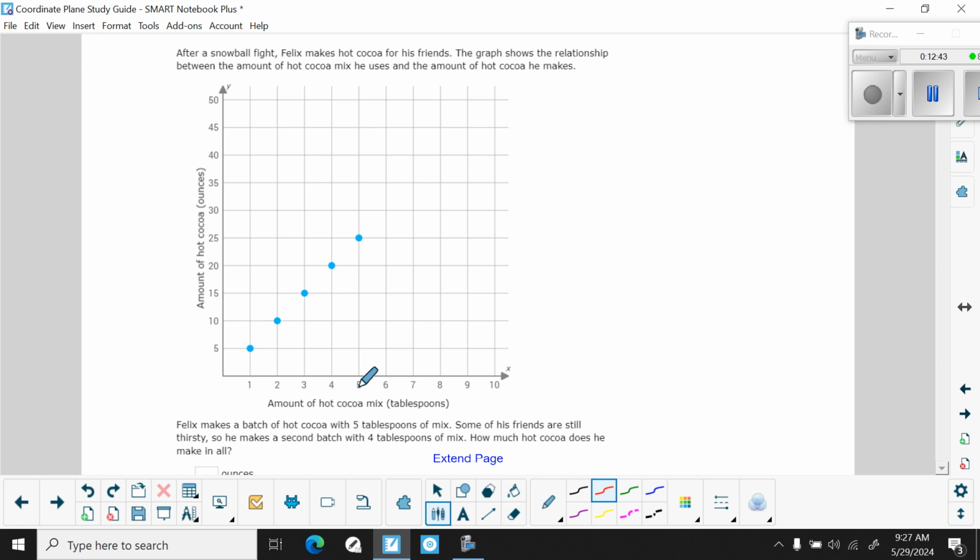So if you think about it, 5 tablespoons goes with 25 ounces of hot cocoa. So 5 goes with 25. 4 goes with 20. So 4 tablespoons of mix goes with 20. So together, he made 25 plus another 20, so he made a total of 45 ounces in all.